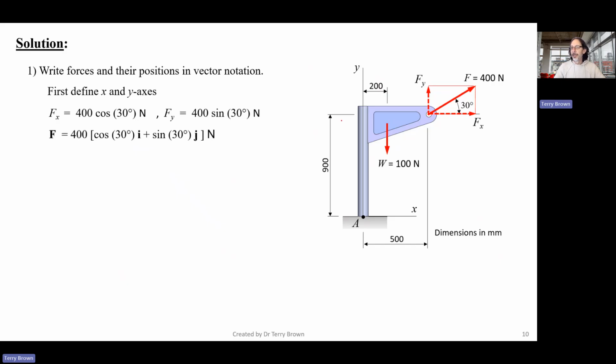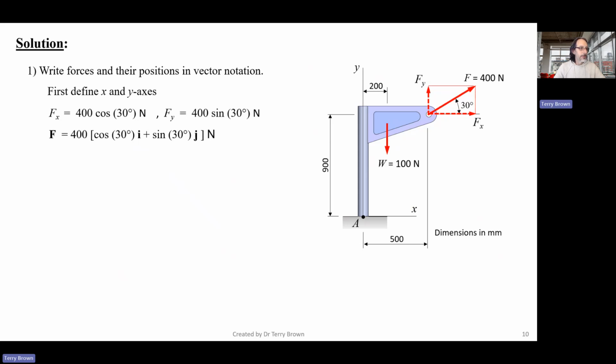All right, so this is a simple Pythagoras theorem, high school maths, to work out those components. And then we put those into our vector notation. So in the X direction, we have the I unit vector. In the Y direction, we have the J unit vector. And they're both in the positive directions according to our coordinate system that we've specified.